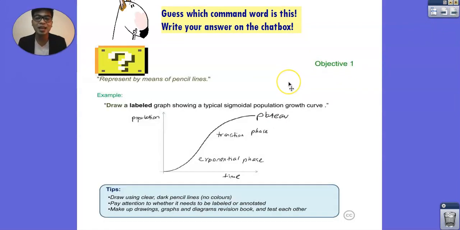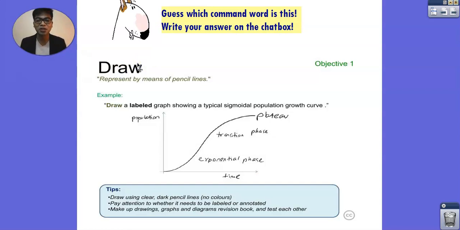Here is the second word. Look at this one: a labeled graph showing a typical sigmoidal population growth curve. We represent something by pencil line, and what do we call that? Simply, it's draw. When we draw something, these are the following tips that you need to remember.